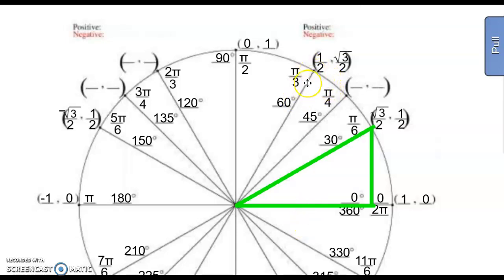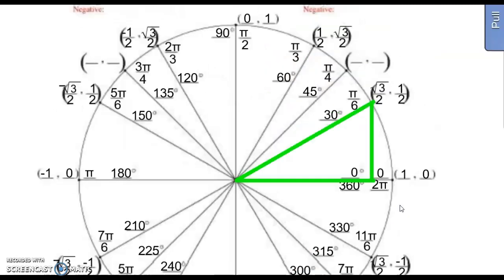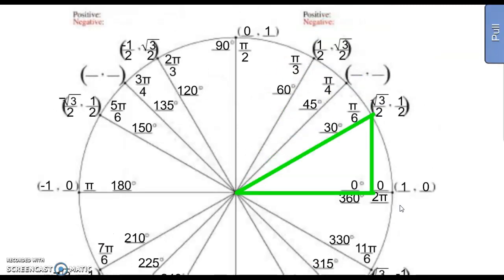And again, this same triangle is mimicked in all the other quadrants in the same way, but with matching signs based on what quadrant you're in. So negative x's, positive y's. Negative x's and negative y's. And then finally this one here, positive x's and negative y's. So the unit circle has a lot of information on it, but it's a lot of repeated information.